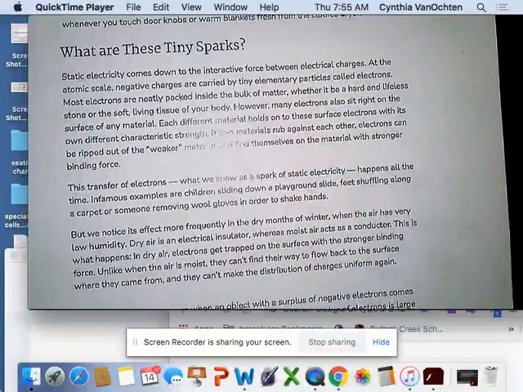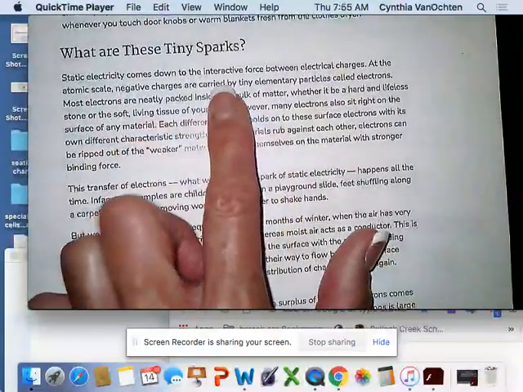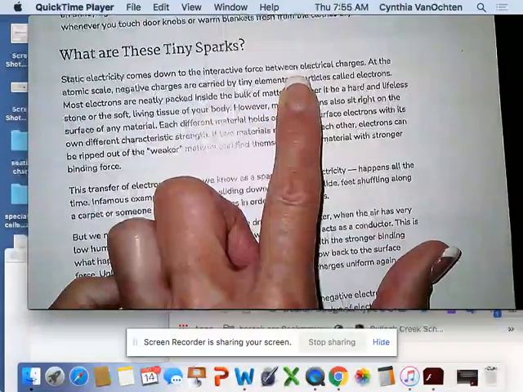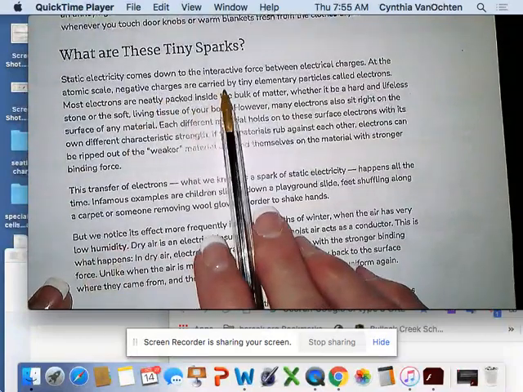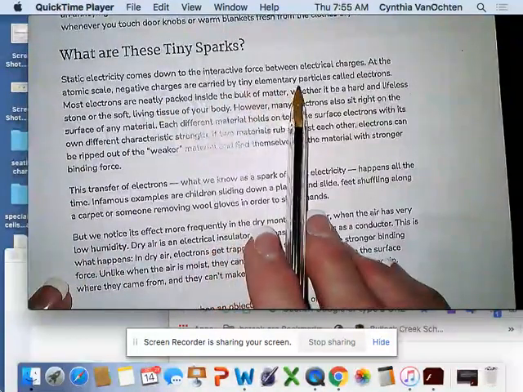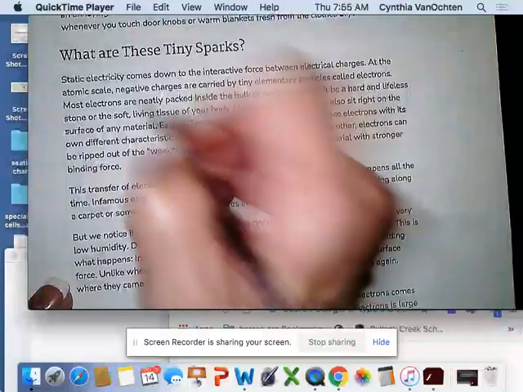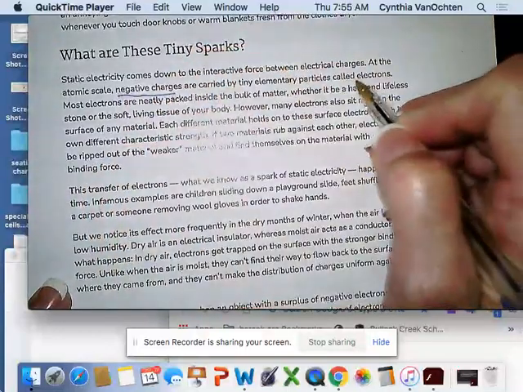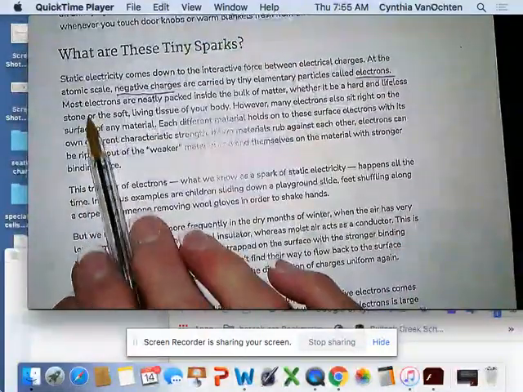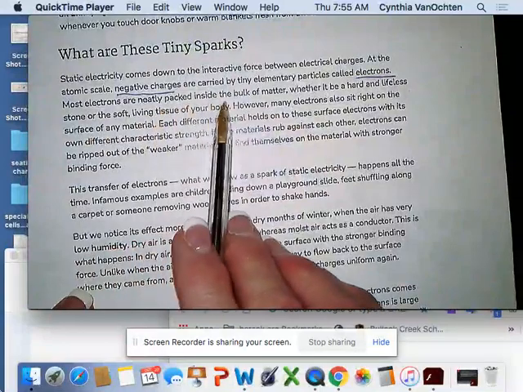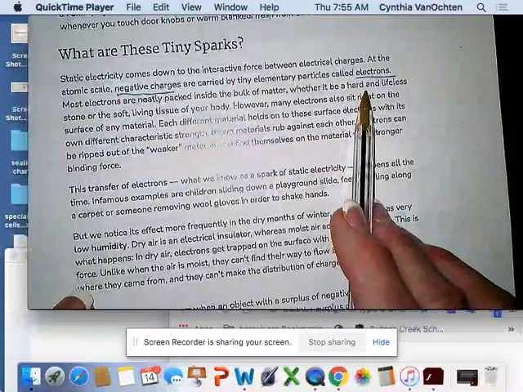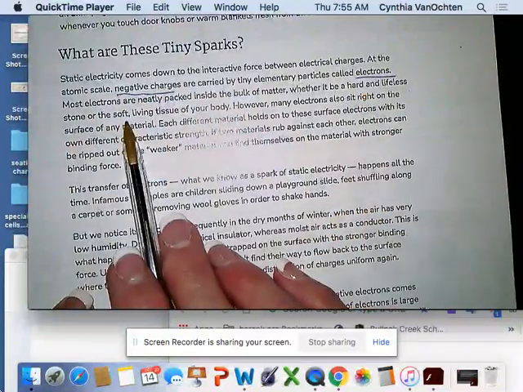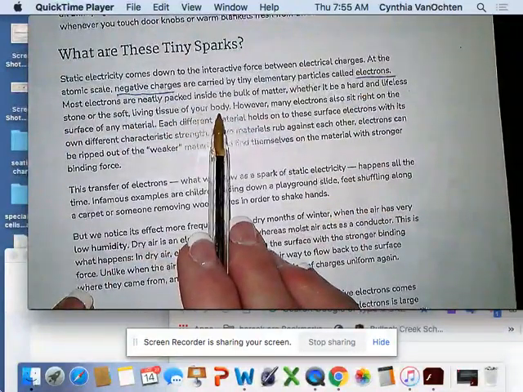Static electricity comes down to the interactive forces between electrical charges. They're talking about your protons and your electrons, your positives and your negatives. At the atomic scale, negative charges are carried by tiny elementary particles called electrons. So again, we need to know that negative charges are carried by electrons. Most electrons are neatly packed inside the bulk of matter, whether it be a hard and lifeless stone or the soft living tissue of your body.